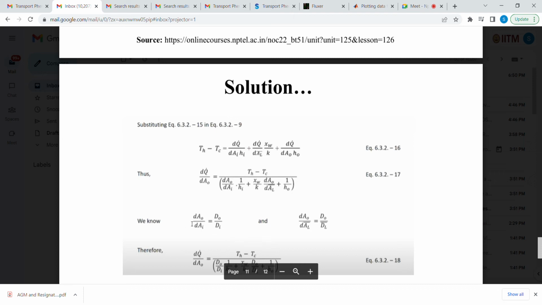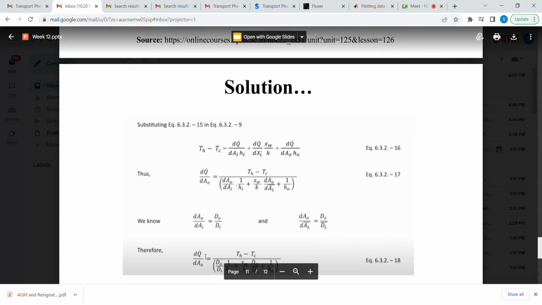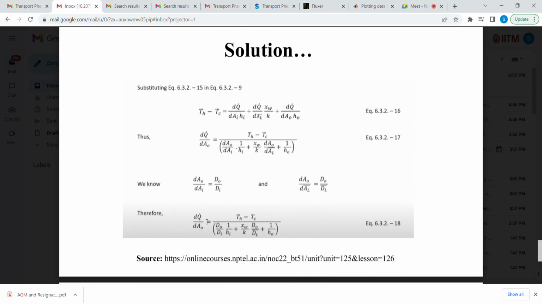So we know that dA naught by dAi equals d naught by di. What is dA naught? The area is 2 pi d, right? The 2 and pi are the same, so basically it's d naught by di, and dA naught by dA_L hat equals d naught by d_L hat. So d_L hat is the logarithmic mean diameter. So dq by dA naught, if you substitute this, equals (Th minus Tc) divided by [(d naught by di) into 1 by hi plus (xw by k) into (d naught by d_L hat) plus 1 by h naught]. So we got this.